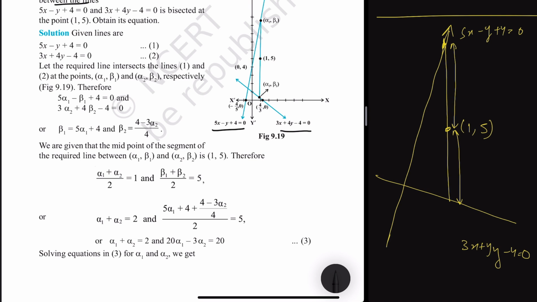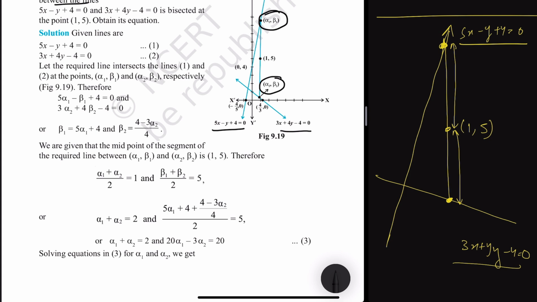So we are given these two equations. We have assumed that the point of intersection of the required line with 5x - y + 4 is, let's say, (alpha 1, beta 1), and the point of intersection with the other line is (alpha 2, beta 2).